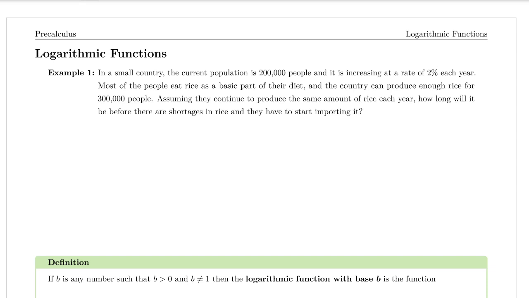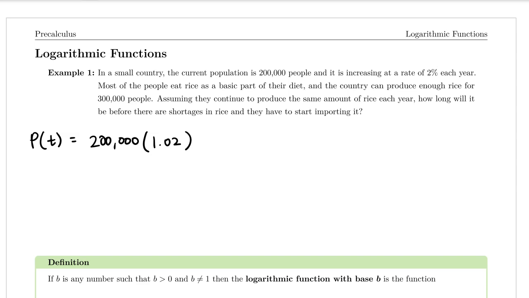So what we want to do is create an exponential model. Let's call it P of t to represent the population after t number of years. So this is equal to our starting value, which is 200,000. And I know that the population is increasing by 2% each year. That means that our common ratio, or our growth factor, is going to be 1.02.